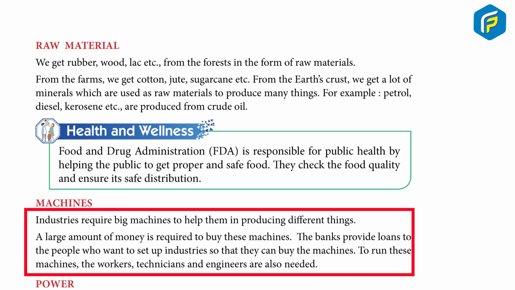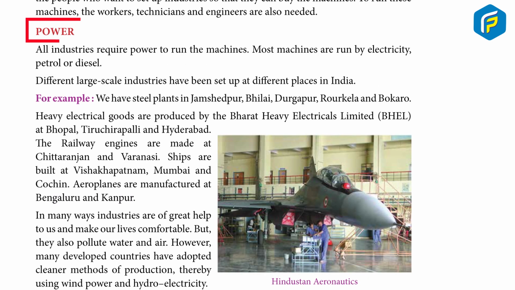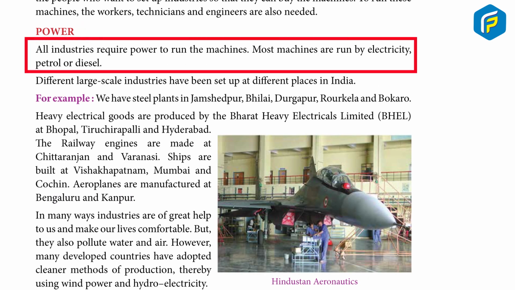Industries require big machines to help them in producing different things. A large amount of money is required to buy these machines. The banks provide loans to the people who want to set up industries so that they can buy the machines. To run these machines, the workers, technicians and engineers are also needed. Power: all industries require power to run the machines. Most machines are run by electricity, petrol or diesel.